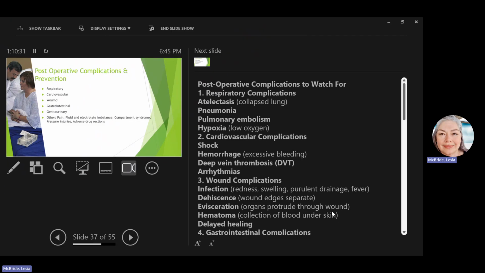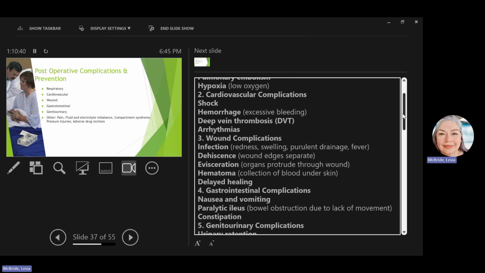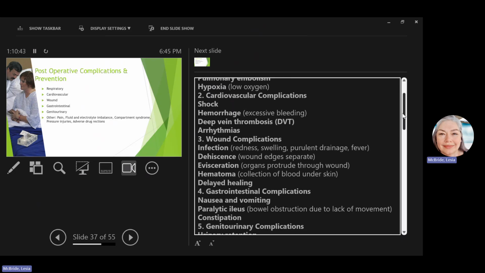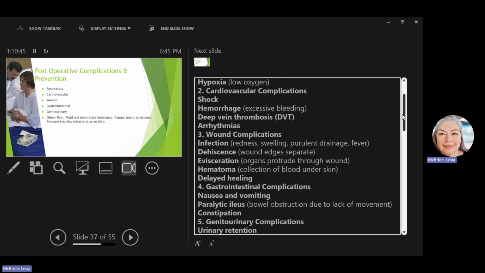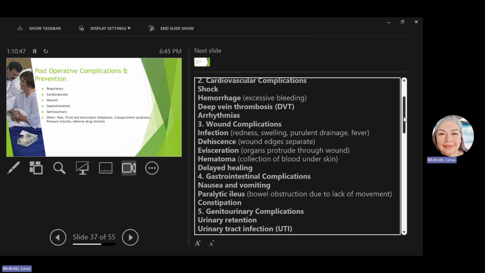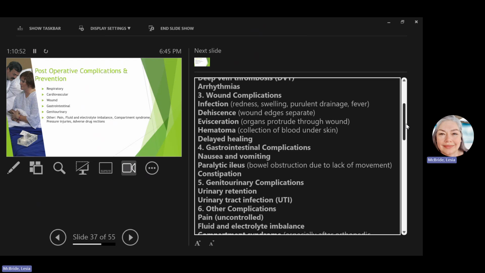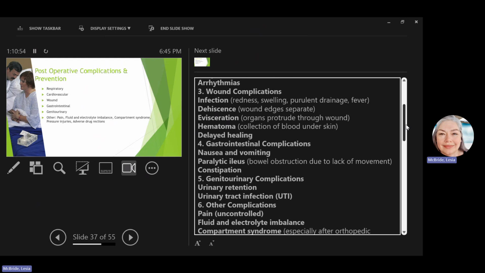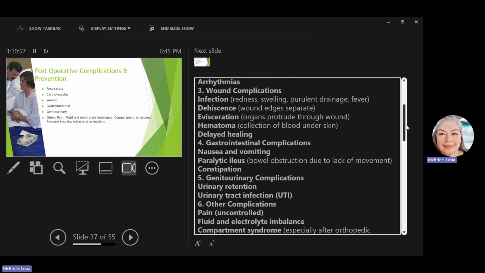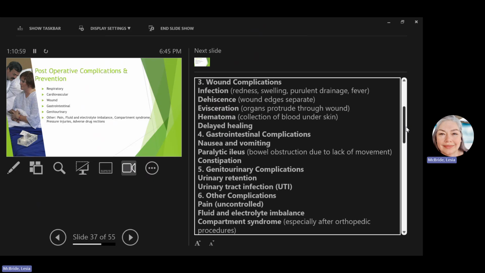Respiratory complications is collapsed lung, which is atelectasis, pneumonia, PE, hypoxia. I'm just going to let you read these down. There's cardiovascular complications, shock. You can actually pause this in order to get all this down or take a picture of this. Deep vein thrombosis, arrhythmias, wound complications, etc. I'm not going to read all of this to you because I'm giving it to you so you can see it. Evisceration, that's organs protruding through the wound. Dehiscence, that's where the wound edges separate and then tissue is coming up through it.